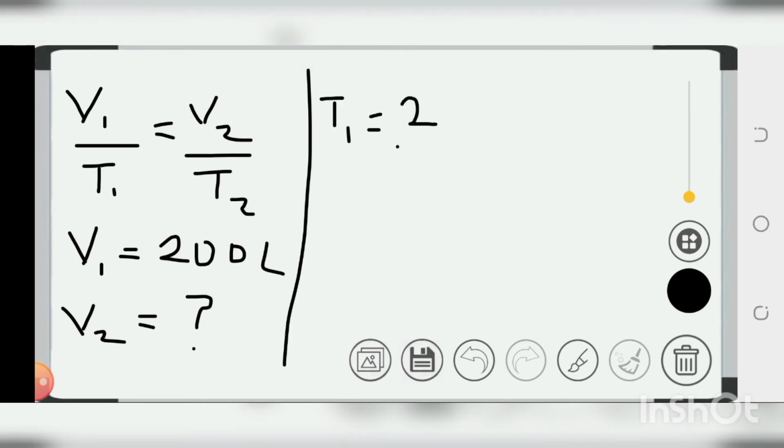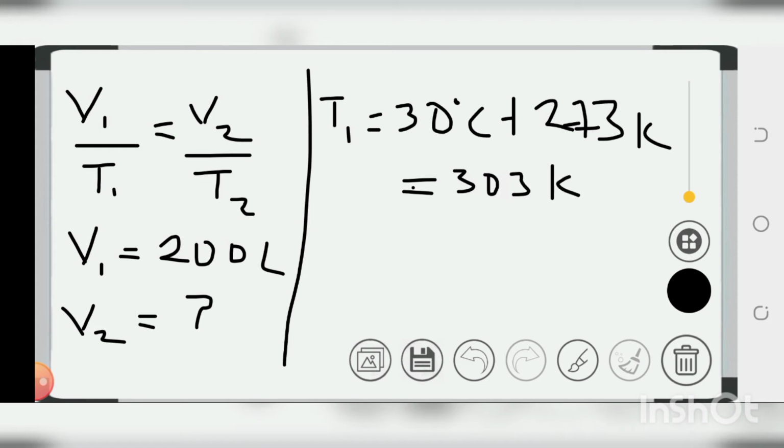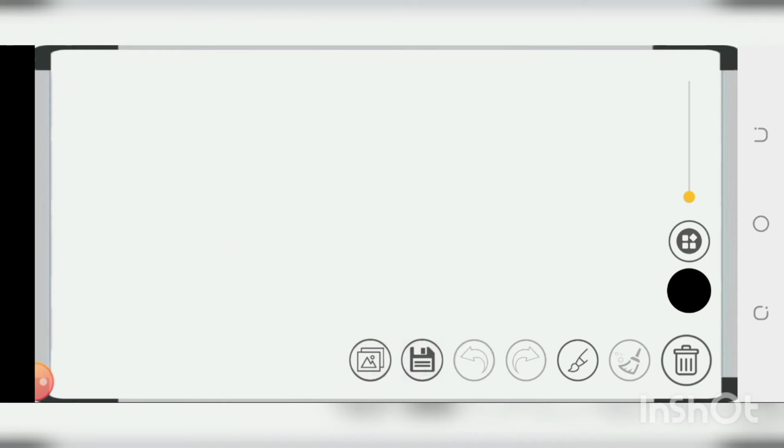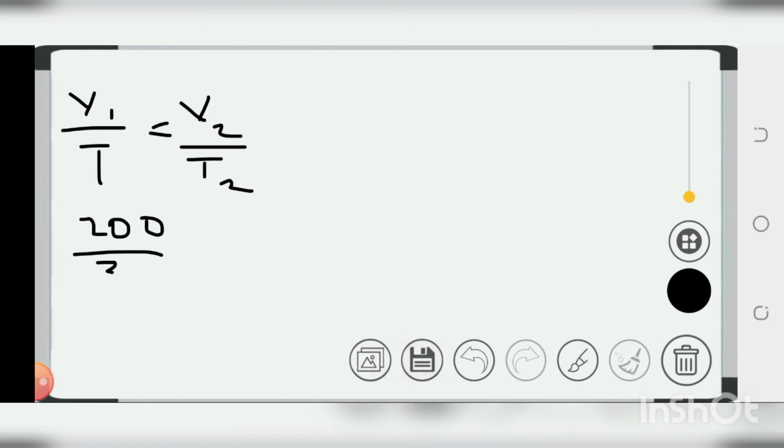Our T1 is 30 degrees Celsius, converted to Kelvin, which is equal to 303 Kelvin. And our T2 is -3 degrees Celsius plus 273 to give us 270 Kelvin. So now we are going to put them into our formula. So our V1 over T1 is equal to V2 over T2. Sorry for the mistake, it should be T1. So we have 200 divided by 303 is equal to V2 over our T2, which is 270 Kelvin.